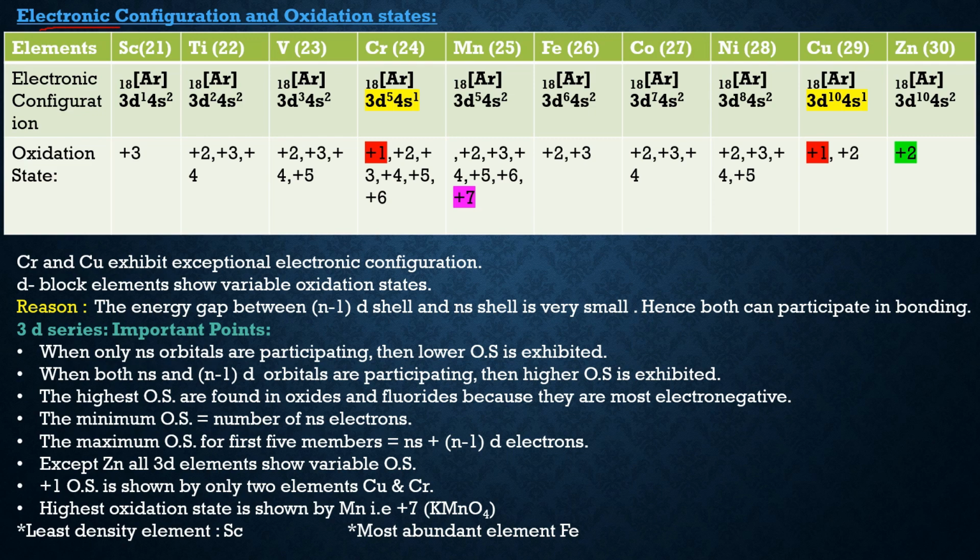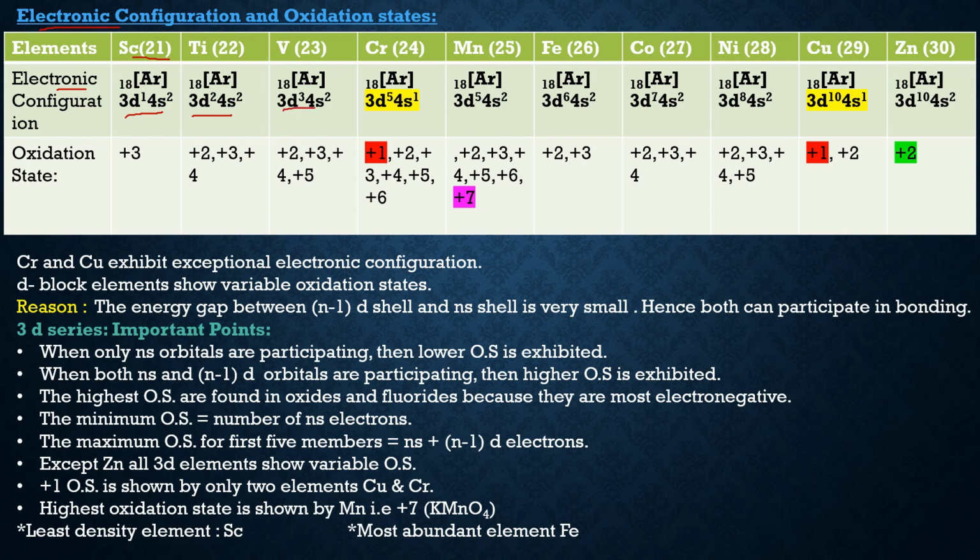First, I am taking electronic configuration. I am not taking it in detail because मैंने पहले already एक video इस पर बनाया है. Please check it out. So, talking about electronic configuration, scandium has atomic number 21 and the nearest noble gas is argon, which has atomic number 18. So its configuration is argon, then 3d1 4s2. Similarly, titanium has configuration 3d2 4s2, vanadium 3d3 4s2.